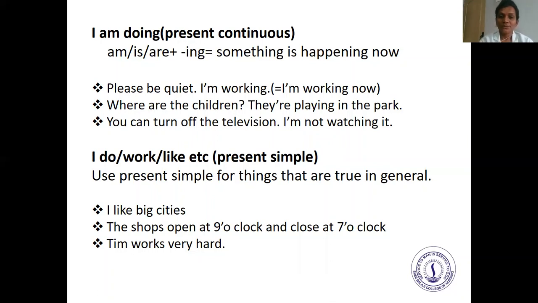You can turn off the television. I'm not watching it. So you are not watching it now. So you are using the continuous tense.